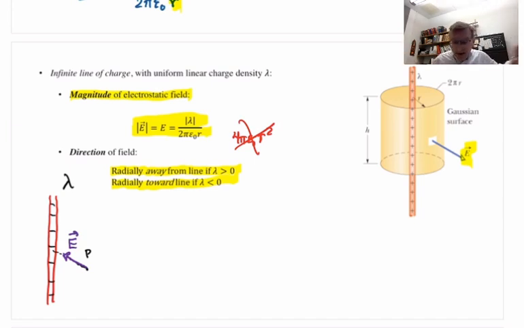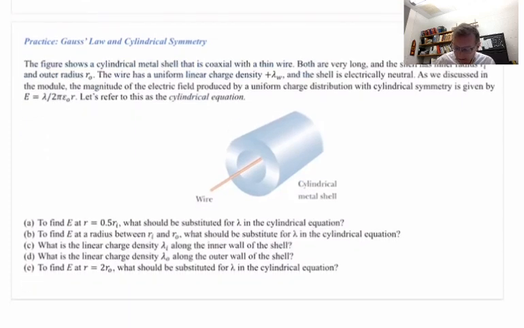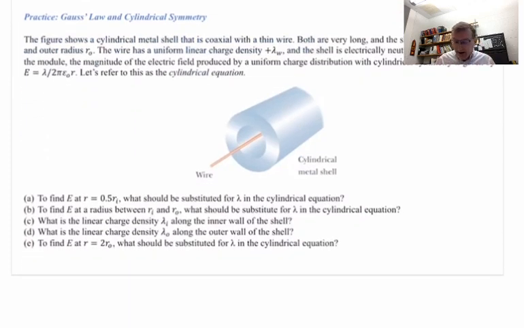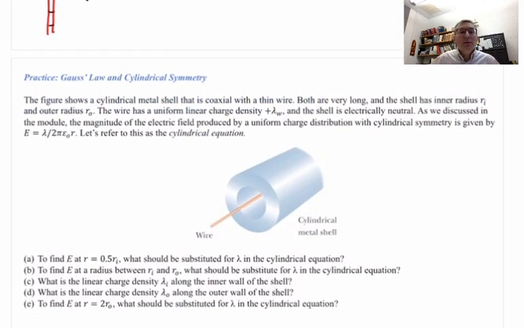Okay? So now let's apply this to a situation where we actually have two cylinders and see how we can kind of get the most benefit, the most outcome of this result. So this is just practice. We're going to do it together. We're going to talk it through together. Okay? Gauss's law and cylindrical symmetry, but we're going to have two cylinders, or really a cylinder surrounded by a cylindrical shell.